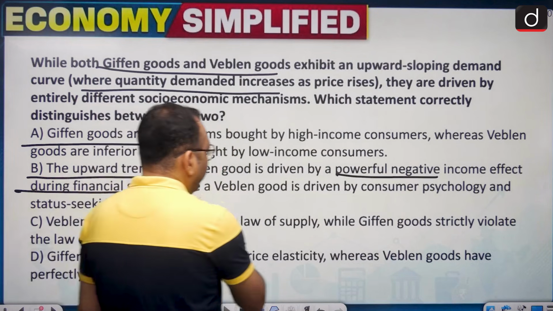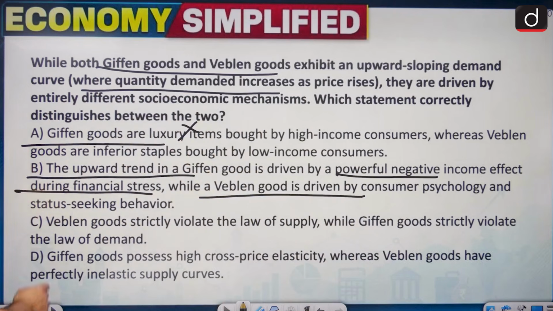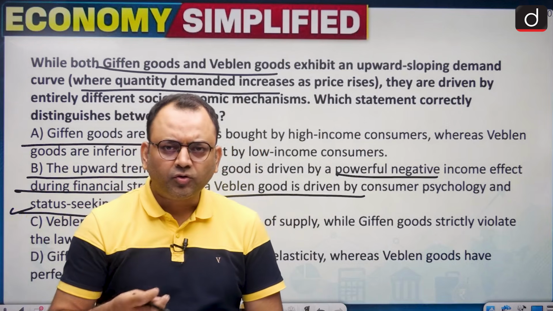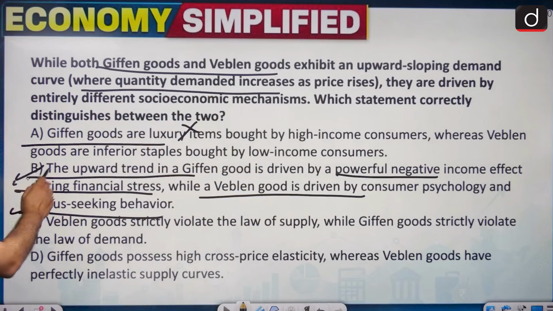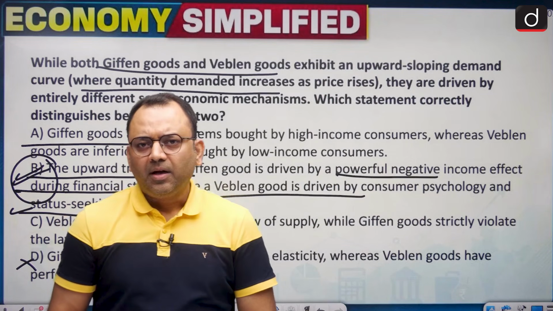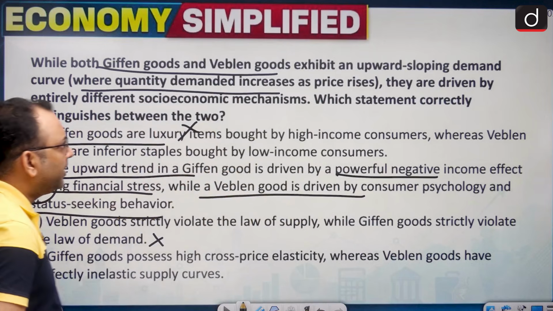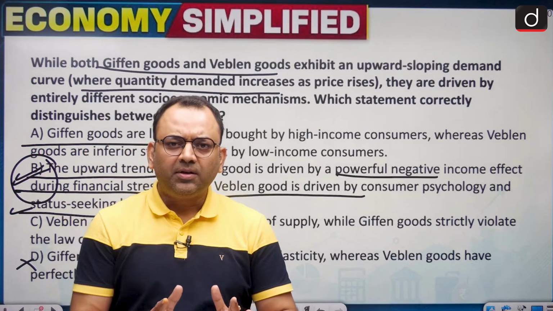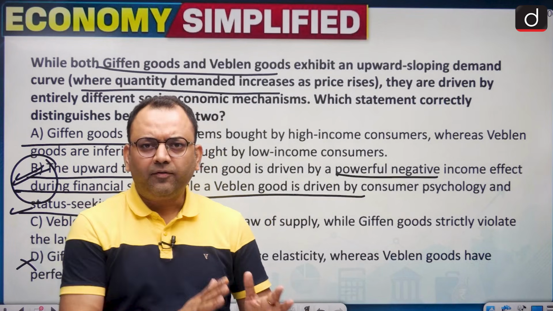And the Veblen good is driven by consumer psychology and status seeking behavior. This is true. Veblen goods are driven by the psychology of having the luxury to show off wealth, right? This is correct, right? And they both violate the law of demand, not the supply. So friends, the right answer is B. In this case, the B statement defines the real definition of these goods. So this is all about the two items. I hope we are clear on these parts, friends. This is all about the basics of demand and supply that is required for the UPSC.